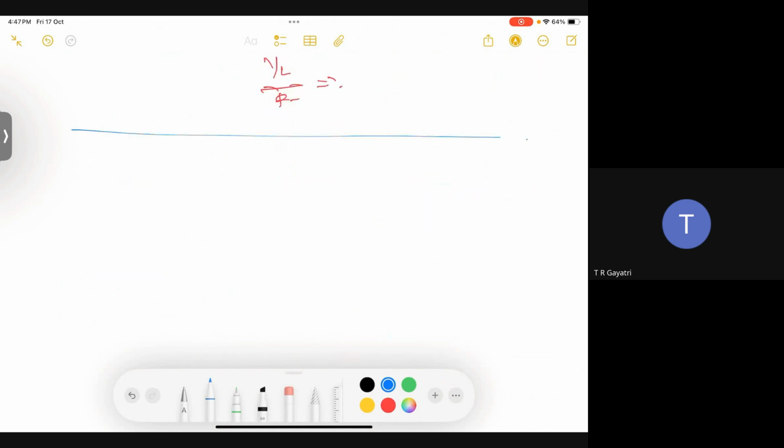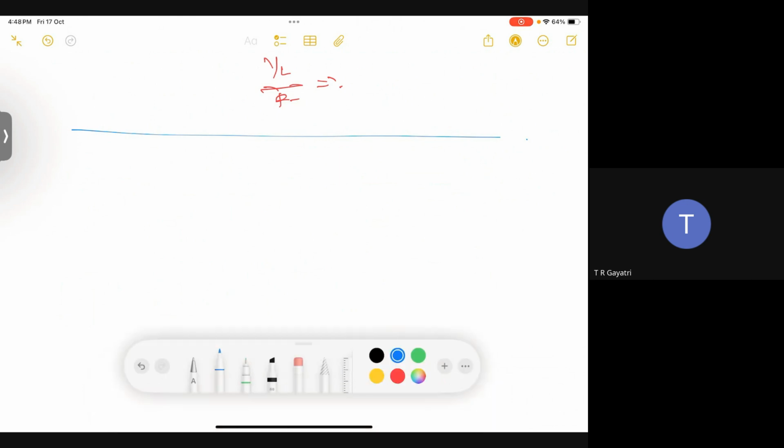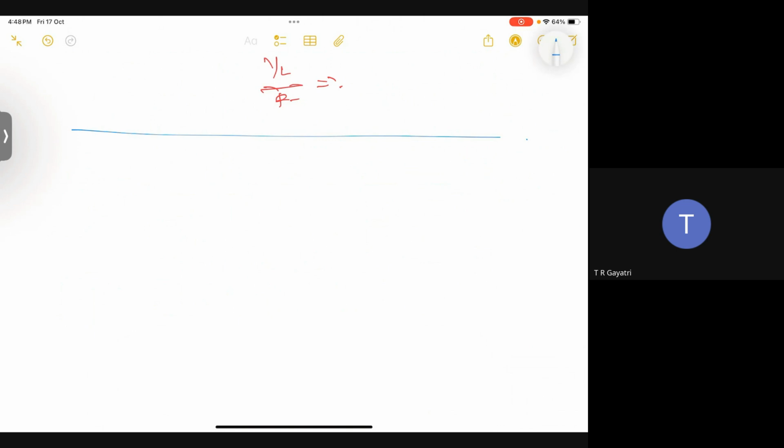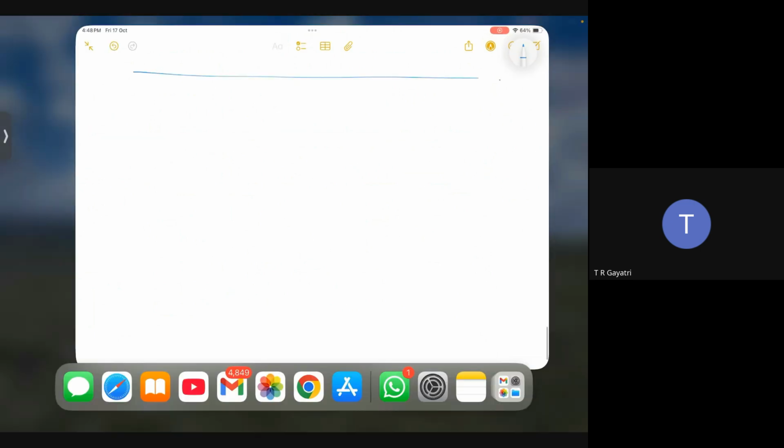I also want to teach you something about MATLAB, how you can write these transfer functions in MATLAB and how you can work around these problems. So I'll present my screen from my laptop.